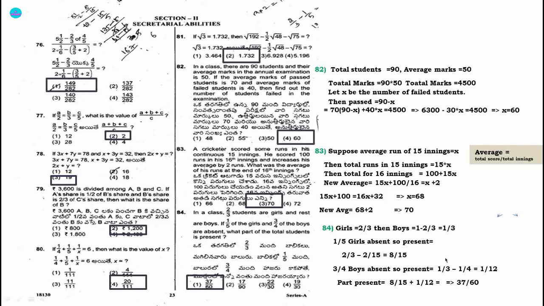Instead of all this, the simple method we can do is, if girls are 2/3, then the boys will be 1 minus 2 by 3, that equals 1 by 3. If we consider the total as one part, in that one part girls are 2/3 part, then boys will be 1 minus 2 by 3, that is 1 by 3. Now what absent is given? 1/5 of the girls and 3/4 of the boys are absent. So 1/5 of 2 by 3, that is 2 by 3 into 1 by 5, plus boys is 1/3, so 1/3 of 3 by 4, 3 cancels, 1 by 4, that gives 23 by 60. Now absent is 23 by 60. So what will be the present? 1 minus 23 by 60, that is 37 by 60.